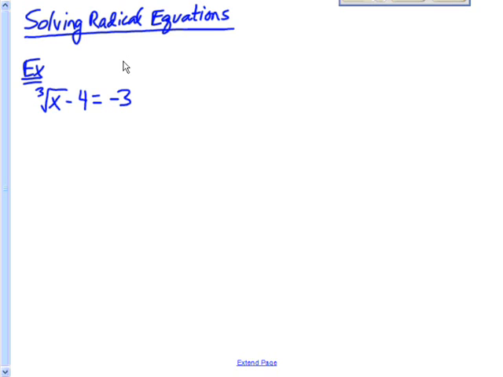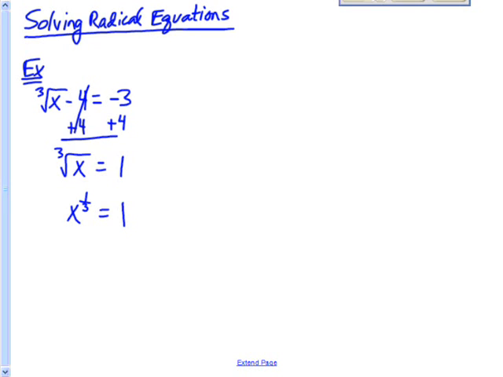So let's look at this third root of x minus 4. Well, just like if you were solving x minus 4 equals negative 3, wouldn't you get that by itself first by adding the 4? So we'll go ahead and add the 4 first. We got this third root of x equals 1, or in other words, x to the 1/3 equals 1. Same thing if I put that in exponential notation.